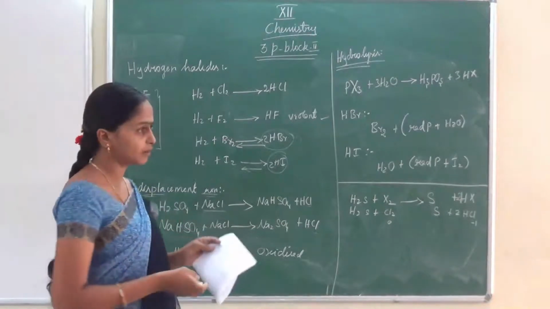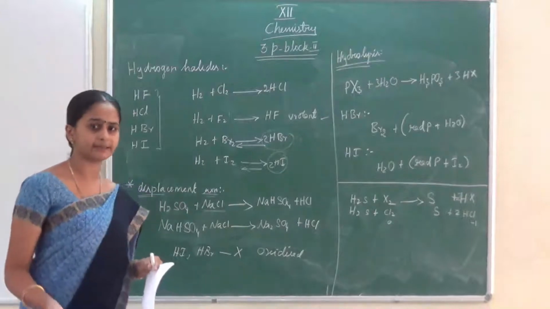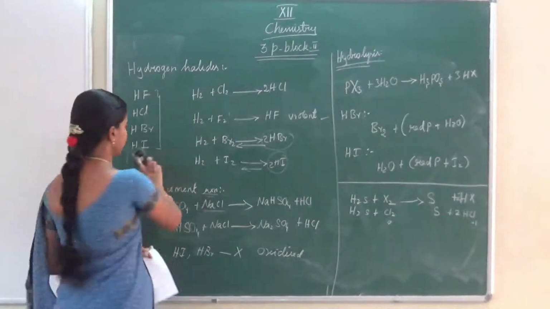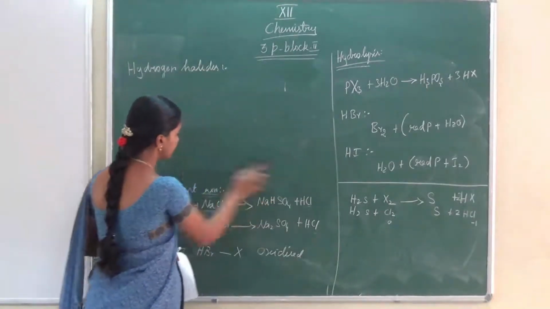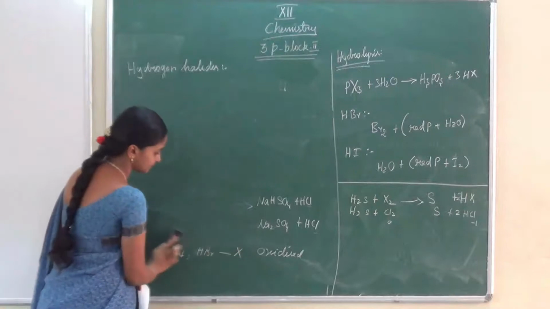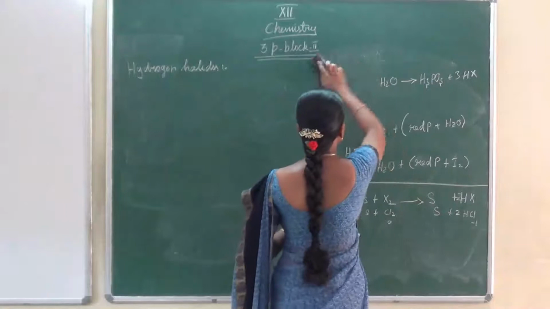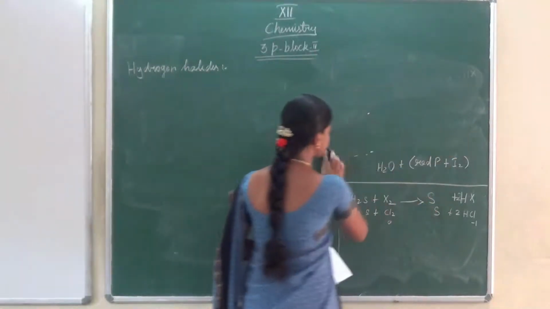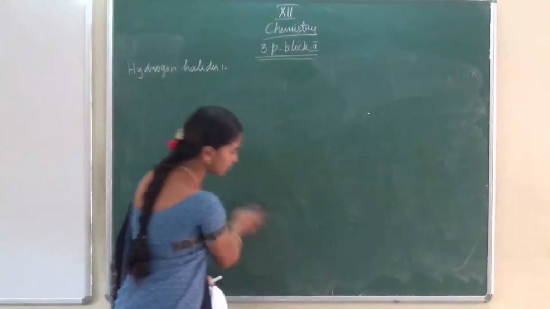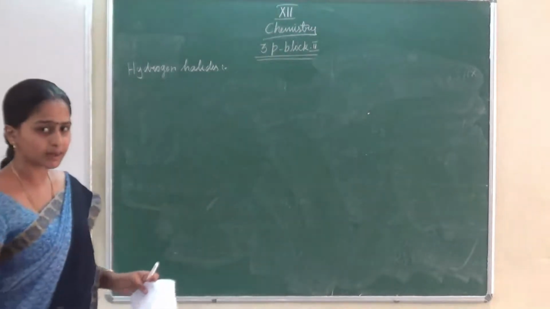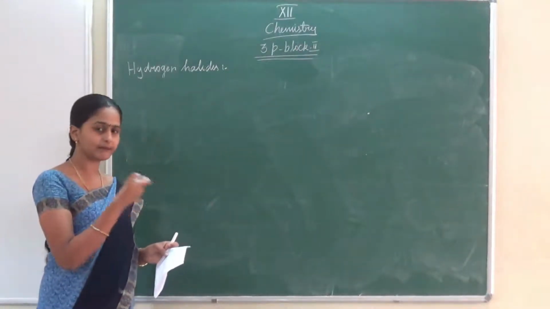So when we see the stability, which will be more stable? Hydrogen fluoride will be more stable. At a temperature of 400 degrees Celsius, hydrogen iodide will be decomposed, but even at 400 degrees Celsius, HF and HCl will be stable. Why is it stable? Because the size is small, so the attraction between the two nuclei will be greater, and the electrons will be attracted very firmly.